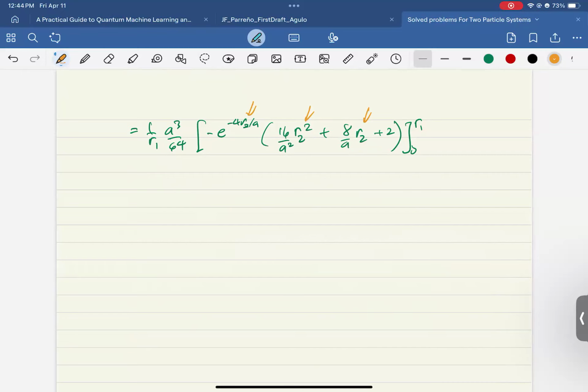Okay, so pag pinasok natin ngayon yung R1 dyan, we have 1 over R1. Exponential negative 4 R1 over A. So yung R2 na yan is just, ay may replace ng R1 dun sa upper limit ng integral. And then A over 4 R1 squared plus A squared over 8 R1 plus A cube over 32. Okay. So yan yung para sa upper limit na R1.